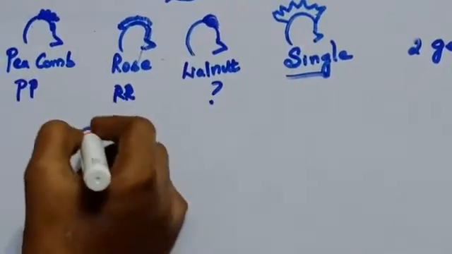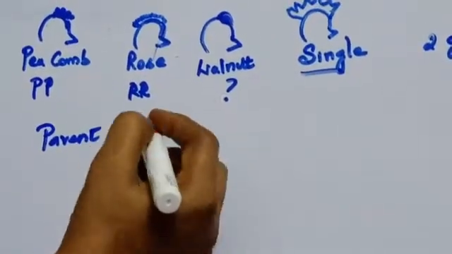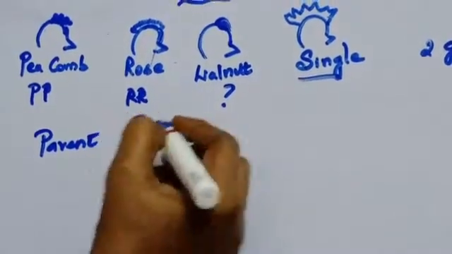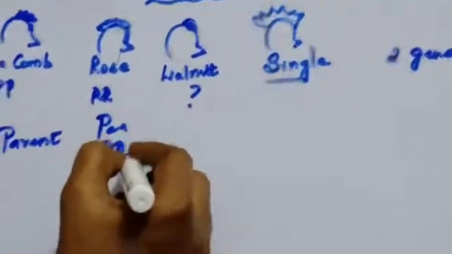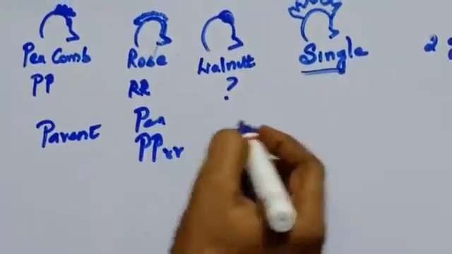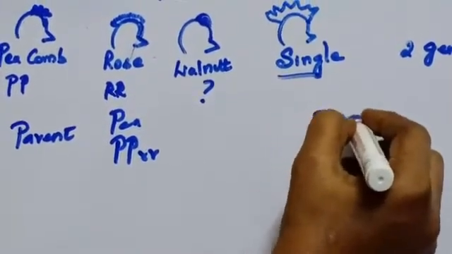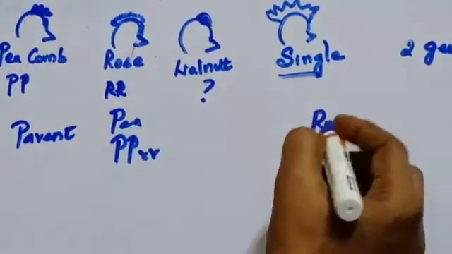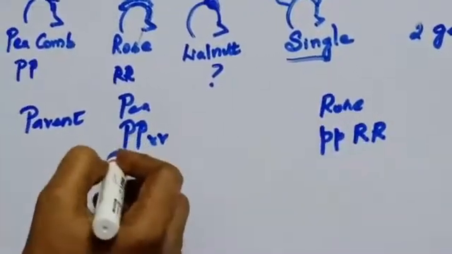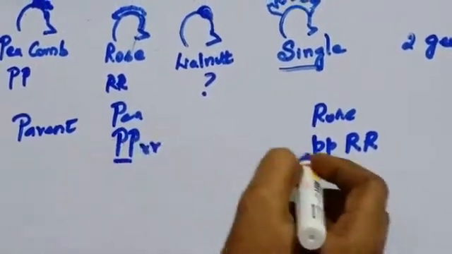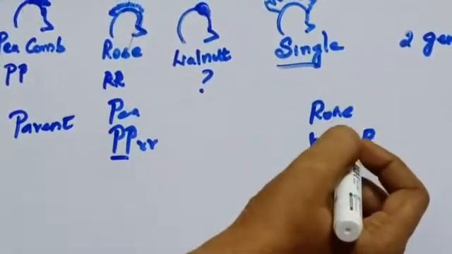Let us take the example now. First parent, that is first one, P. Parent which is having what type of comb? Pea comb, capital P, small r. Okay, next parent, rose comb. They are having rose comb, that is small p, capital R. You can see when this is present in dominant condition, it produces pea comb. When this is present in dominant condition, it produces rose comb.